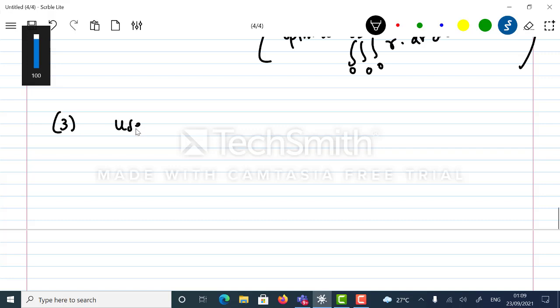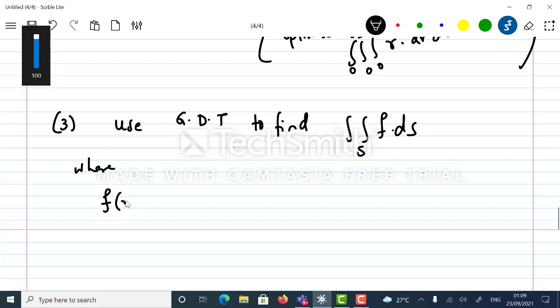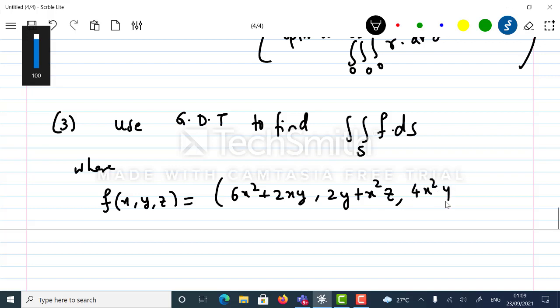Use Gauss divergence theorem to find the surface integral, where F of x, y, z is equal to (6x² + 2xy, 2y + x²z, 4x²y³) over x² + y² = 4 and z between 0 to 4.